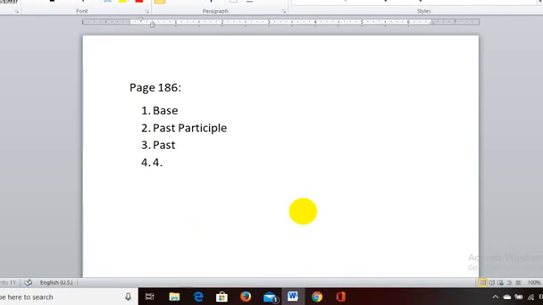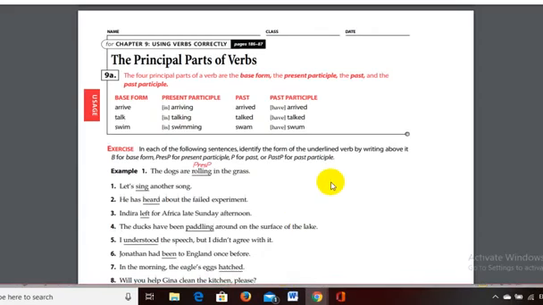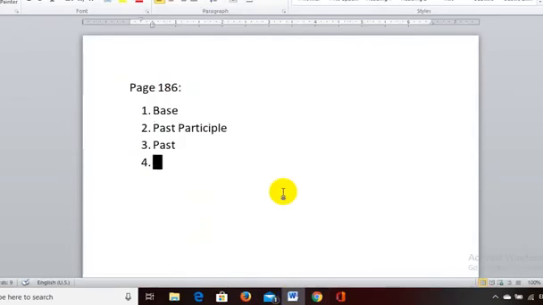Alrighty, number 4. The ducks have been paddling around on the surface of the lake. Have been paddling. So that's in which form or which tense? It's in the present participle, yes. Okay, paddling. So we're going to write present participle. Alrighty.